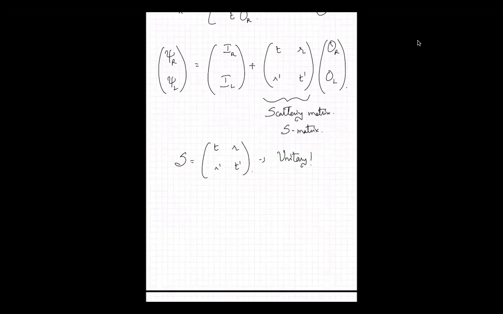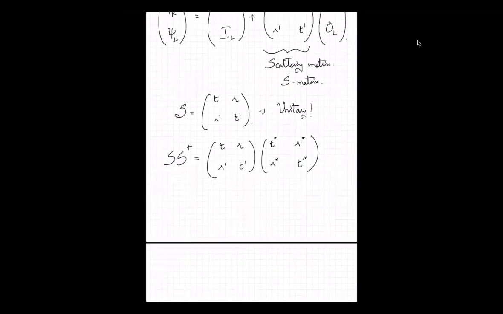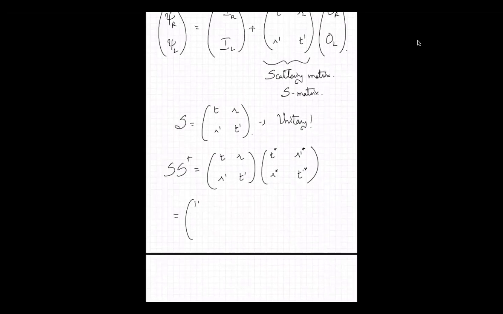If you don't believe me, let us calculate S S dagger. This is T, R, R prime, T prime times the dagger of this, which is T star, R prime star, R star, T prime star. If I write this, I'll get 4 elements in general. The first element is mod T square plus mod R square. The second element is T R prime star plus R T prime star. The third element is R prime T star plus T prime R star. And the fourth element is mod R prime square plus mod T prime square.